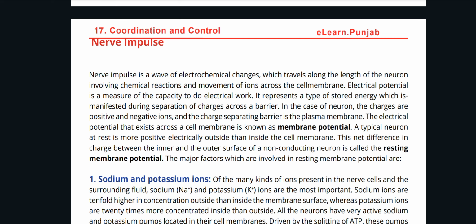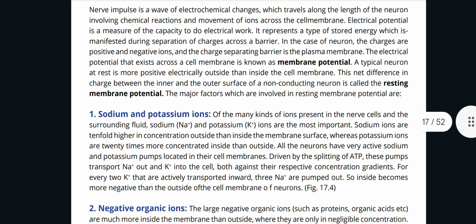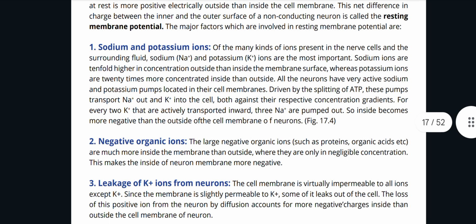A typical neuron at rest is more positive electrically outside than inside the cell membrane. This net difference in charge between the inner and outer surface of a non-conducting neuron is called the resting membrane potential. The major factors involved in the resting membrane potential are, number one, sodium and potassium ions, which are among many kinds of ions present in the nerve cells and the surrounding fluid. Sodium and potassium ions are the most important.